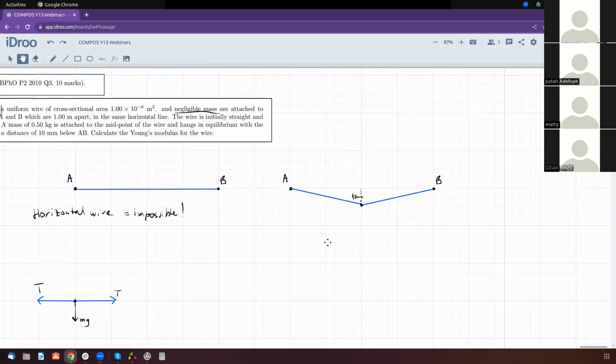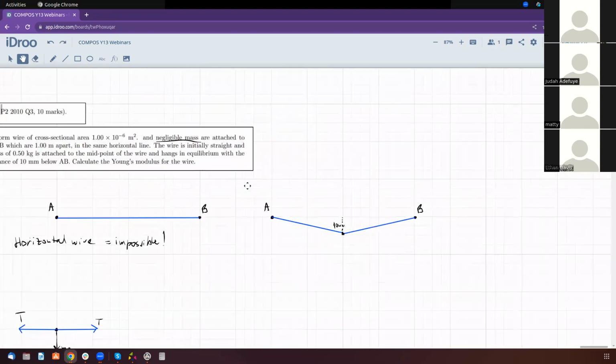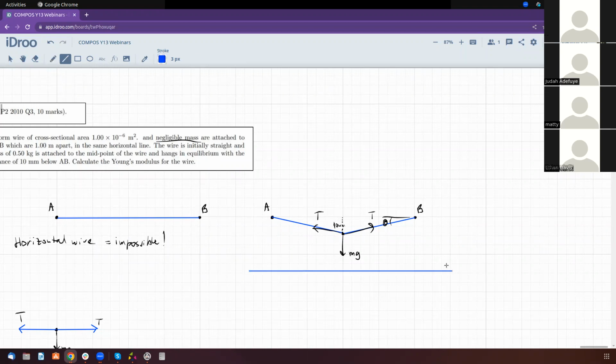Anyways, we can ignore that because the wire isn't horizontal anymore, because we've added some mass. So there's a force here, which is mg, and there are two tension forces, T and T. And we can assume that this angle is theta. So we need the forces in the x direction and in the y direction.